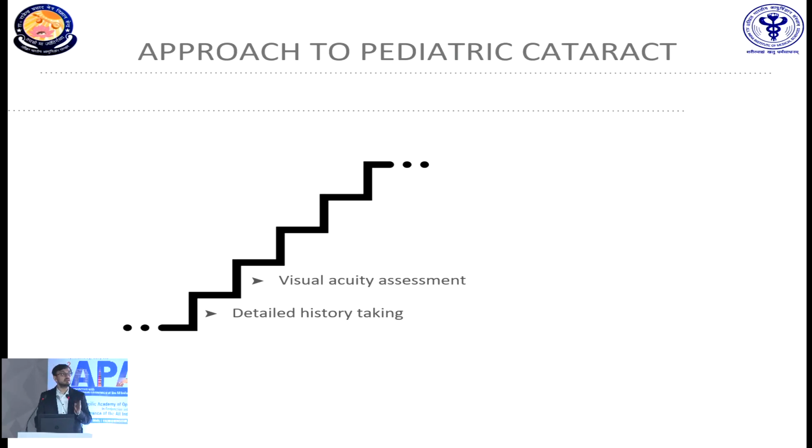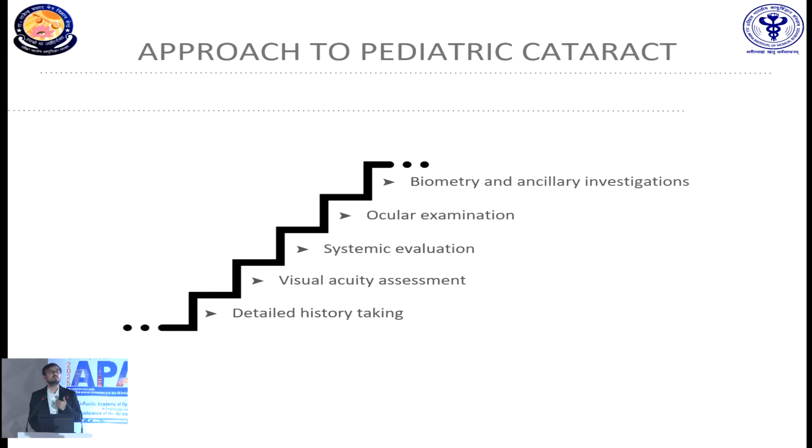This not only helps in giving prognosis to the parents, but it also helps in how to rehabilitate the patient. Then third step would be systemic evaluation. Since most of the bilateral cataract or few of them are associated with systemic association, any illnesses, so we need to evaluate. Fourth is the ocular examination. In pediatrics, you can't make him sit on the slit lamp and examine the eye. So we need to take a different course to examine the eye. And fifth is the biometry, which is done on the table, under anesthesia.